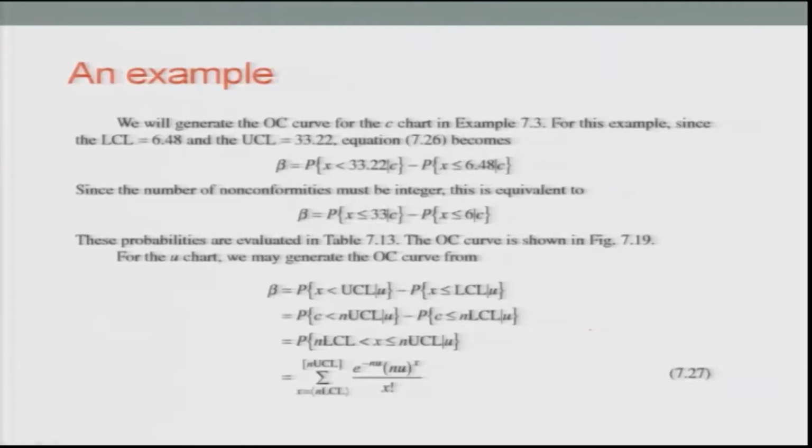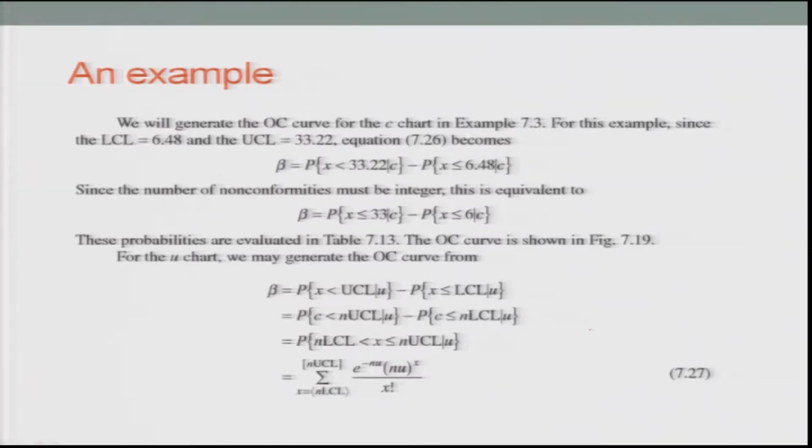So, let us consider an example. We generate OC curves from the C charts as given in example 7.3. For this example, since the lower control limit is 6.48 and the upper control limit is 33.22, the equation would basically yield the value of beta, which is now a difference of two terms.